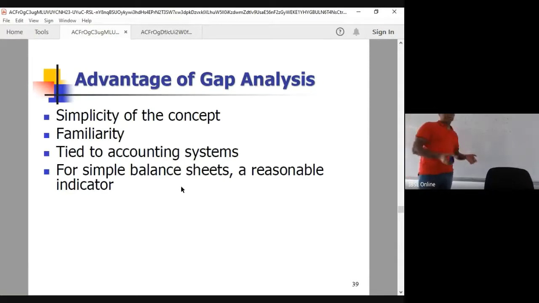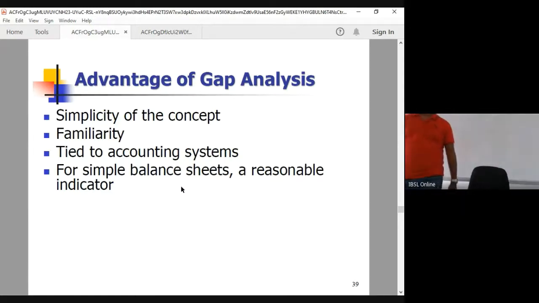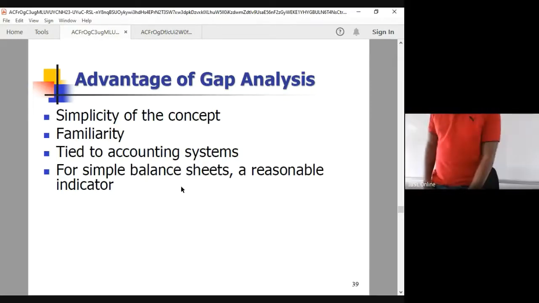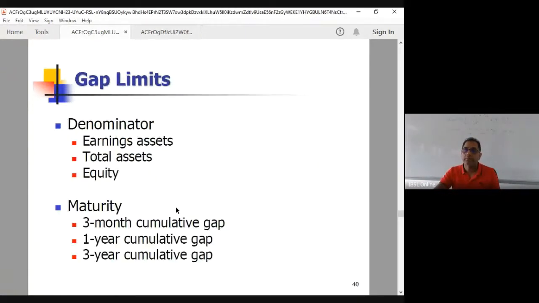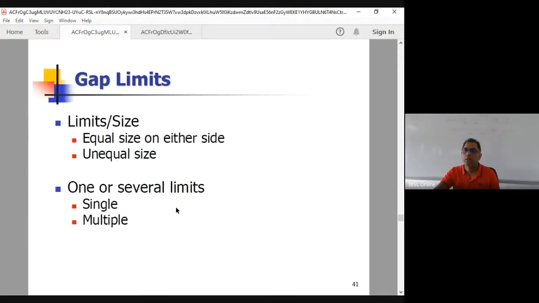The advantage is very simple: people know about it. It's tied to accounting standards, and it's a reasonable indicator for a simple balance sheet. But the more complex you get, the more products you put on, the more optionality and changes you have, the more you may have to look at advanced techniques to identify your rate risk. Let's not go into that.